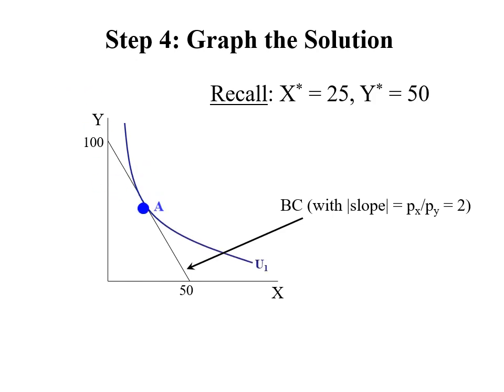Point A represents the point that solves the utility maximizing problem. At point A, both conditions, the tangency condition and the budget constraint condition, are met. And point A determines that the optimal choice for good y is 50, the optimal choice of good x is 25. And there you have the solution.